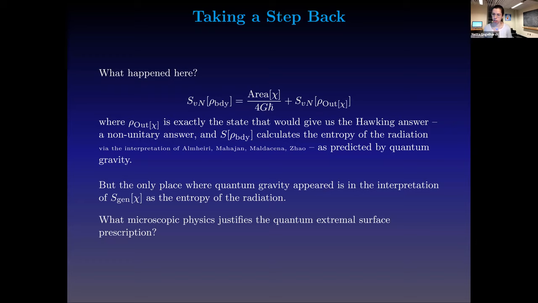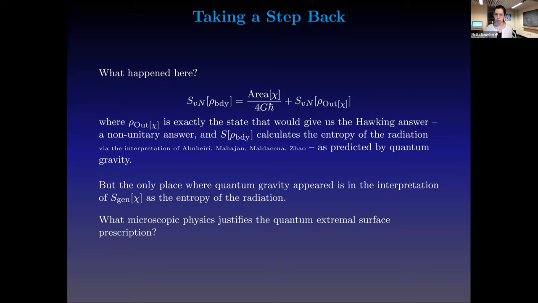That was a perfect segue. Thank you, Eva. So let's ask then, how do we justify this formula so that we can understand better what are the ingredients in the gravitational path integral? What are the ingredients in this calculation that give us unitarity? What is the gravitational mechanism that is responsible for this formula working so beautifully?